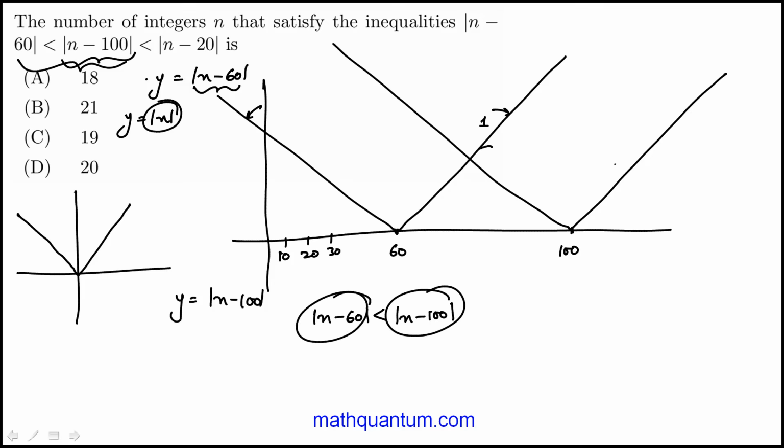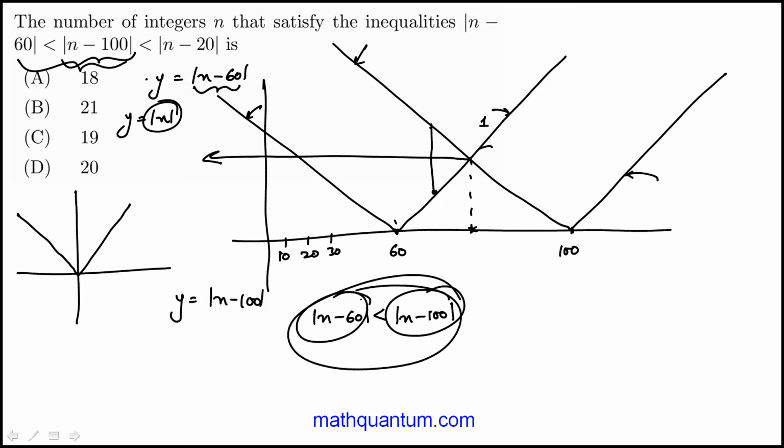So if we look at here, this is absolute value n minus 100 is greater than that. So if we consider this entire region, wherever they intersect, and I'll come back to that, here the graph of absolute value n minus 100 is above, and so each value you'll see is greater. So for all values of n to the left of this intersection, this inequality would be satisfied.